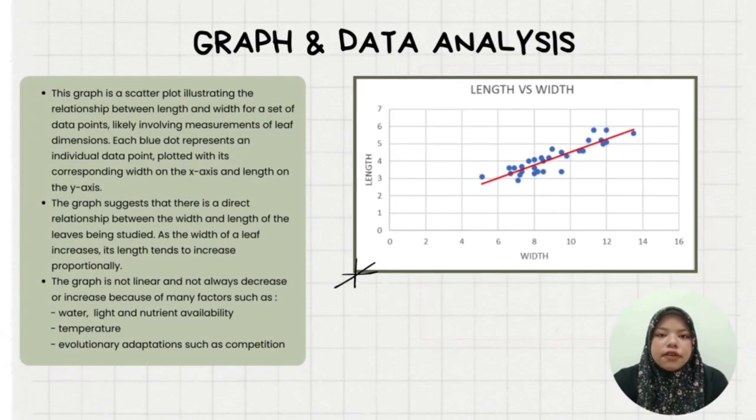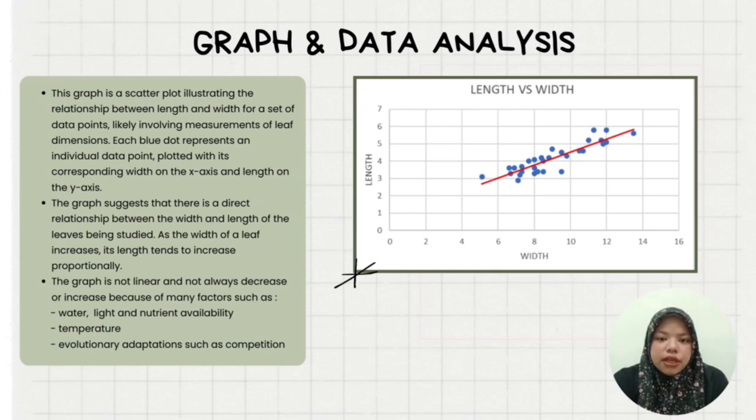This graph is a scatter plot illustrating the relationship between length and width for a set of data points, likely involving measurements of leaf dimensions. Each blue dot represents an individual data point plotted with its corresponding width on the x-axis and the length on the y-axis. The graph suggests that there is a direct relationship between the width and length of the leaves being studied. As the width of a leaf increases, its length tends to increase proportionally.